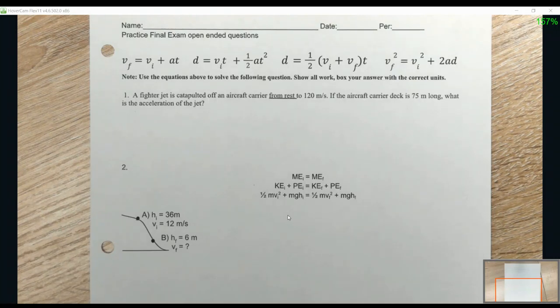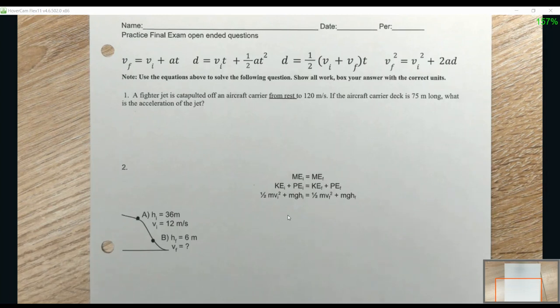So right now we are looking at the physics final exam open-ended questions that you guys are going to see. They're almost identical questions. They're going to be slightly different, definitely different numbers, but these are going to be the main concepts. All right.